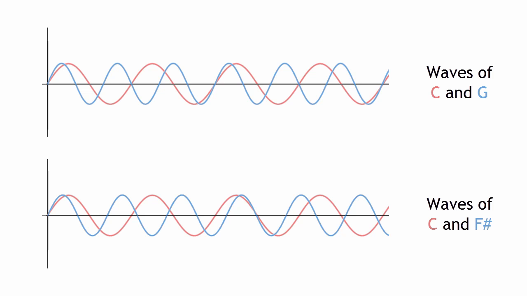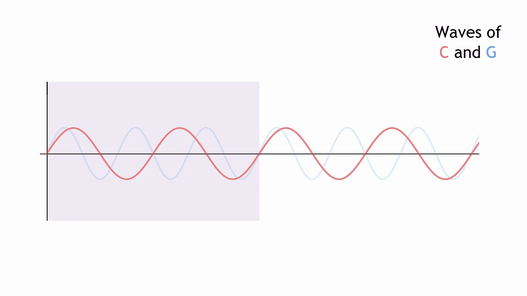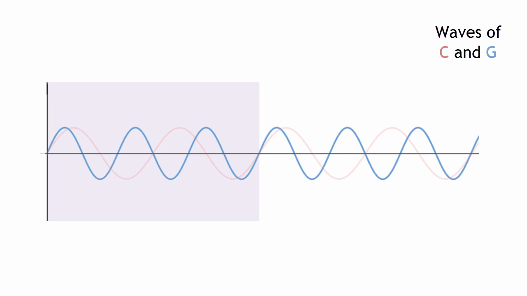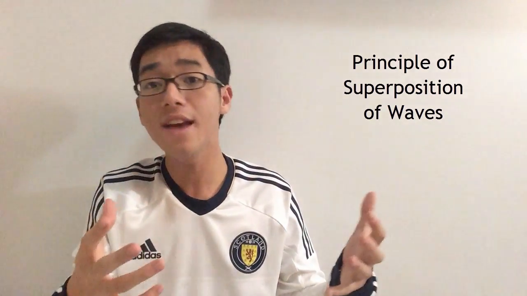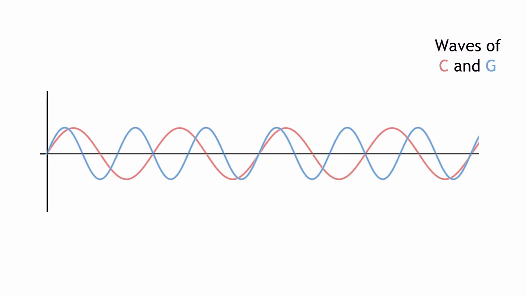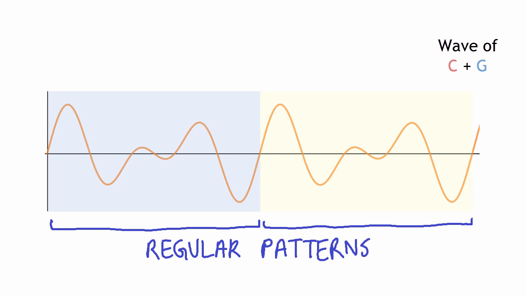Well, if you look carefully, you can see that the waves of C and G are in a way synchronized with each other. Every time the wave of C completes 2 cycles, the wave for G completes 3 cycles. There's this sort of pattern. The waves are synchronized with each other, and this is what you can't find when you draw the waves of C and F sharp. And with the principle of superposition of waves, which allows us to add 2 waves together, if we add the waves of the C and G together, the wave that we create will have regular patterns, as you can see here.